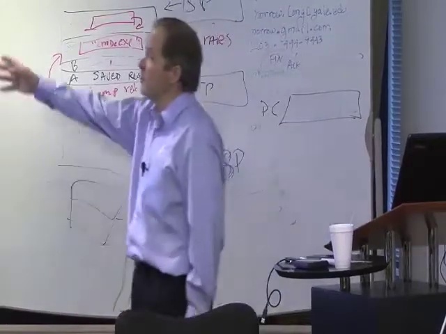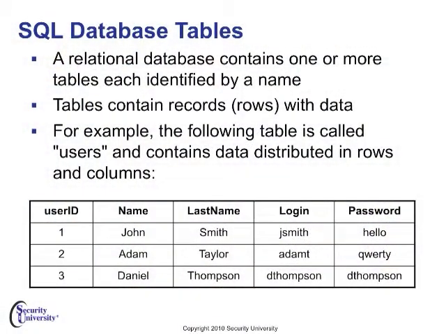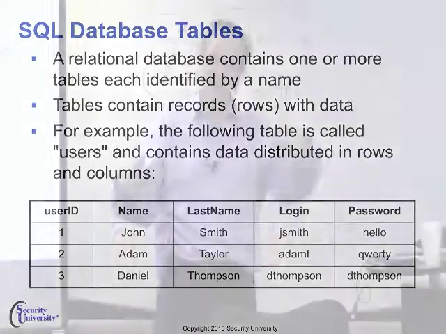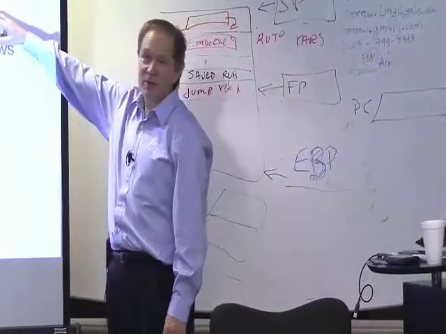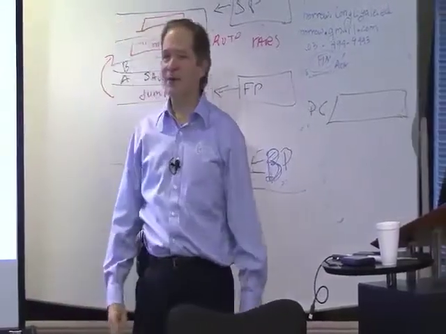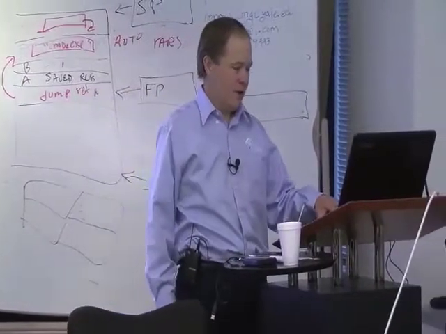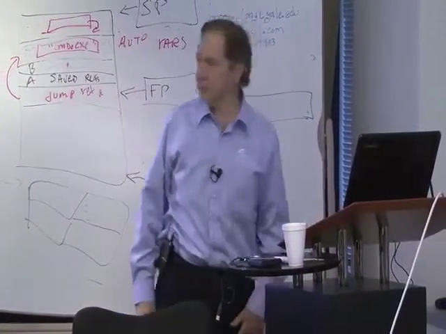So this is a table, right? Relational databases contain one or more tables identified by a name. You can think of those as like an Excel spreadsheet inside the database, and it's just one sheet of a worksheet, right? A table contains records, also known as rows, with data, and then the data contains fields. So for example, the following table is called users and contains data in rows and columns.